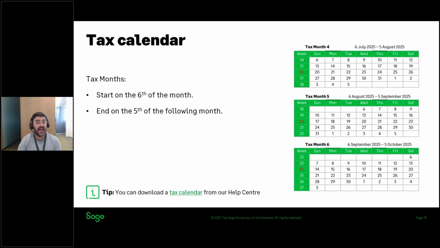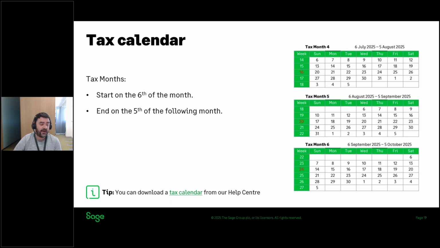But if you are running a weekly, fortnightly, or 4-weekly payroll, it is worth checking, perhaps downloading our tax calendars that you can get from our help centre to ensure that you have completed and updated records for each pay date that falls into the relevant tax month. So for example, if I was paying weekly on a Friday, when I'm doing month end for tax month 6, I need to ensure that I've run my payroll up to and including the 3rd of October, which would be the last Friday within that tax period.